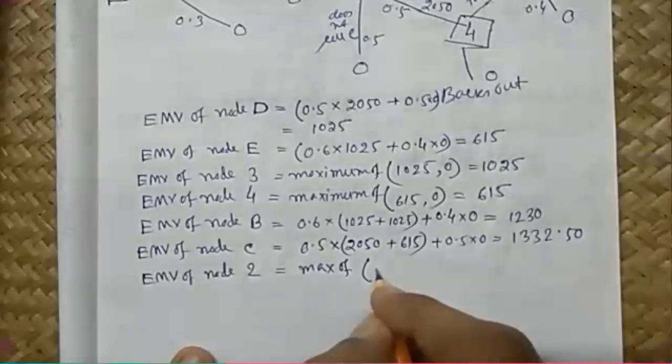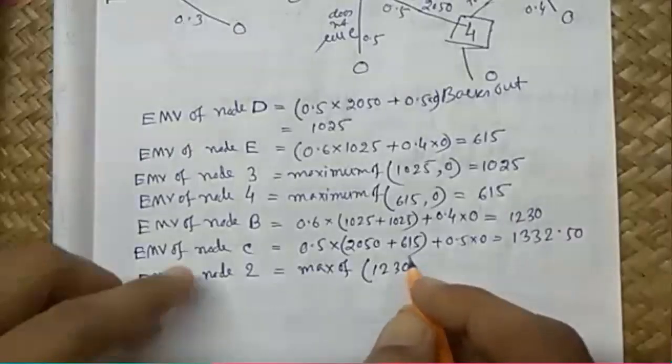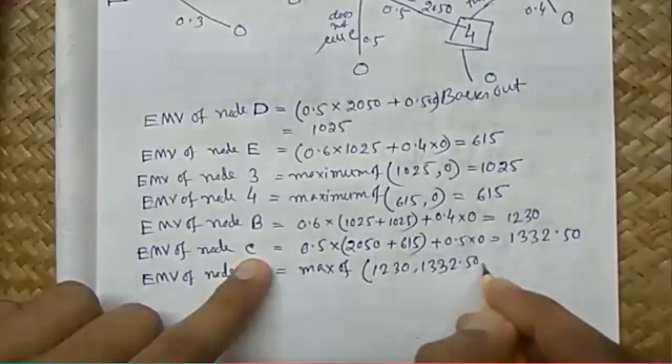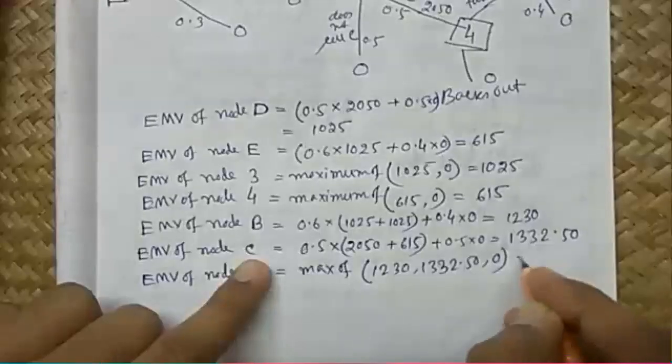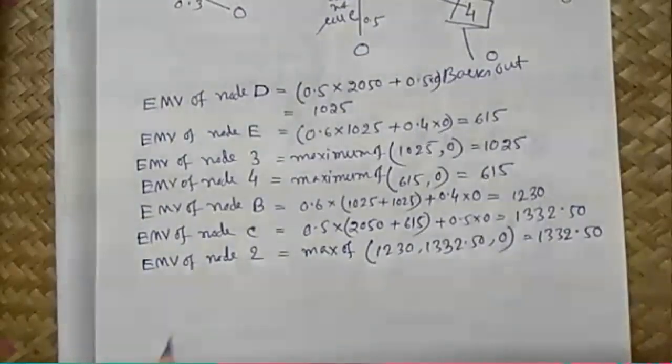Maximum of B, C and 0. Please tell me the values. Node B is 1230. Maximum of node B 1230, node C 1332.50 and 0. So it will be 1332.50. Okay, very good.